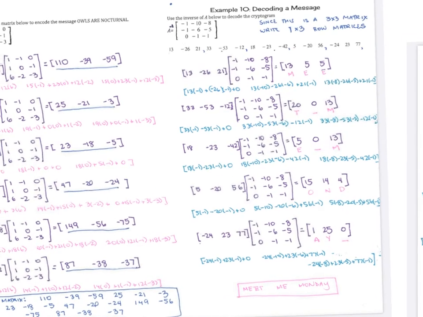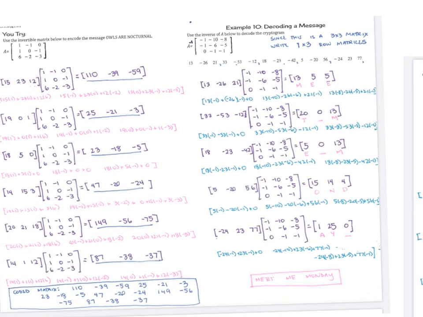So here it is. If you decoded it correctly, it's a way you can double check, because if it didn't come out right, then you know something happened and you can correct your arithmetic. So you should get meet me Monday.